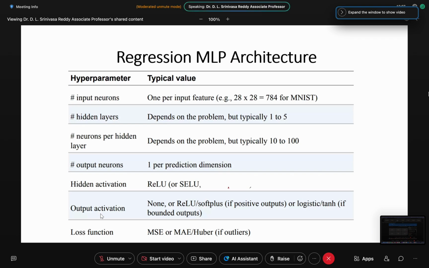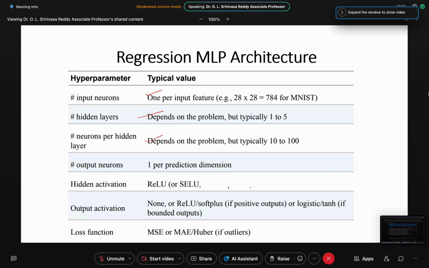So here, the number of input neurons in the input layer depends on the number of attributes, generally the features. And the hidden layers are based on your wish, based on the context of your problem. And the neurons per hidden layer also depend on the context of the problem.